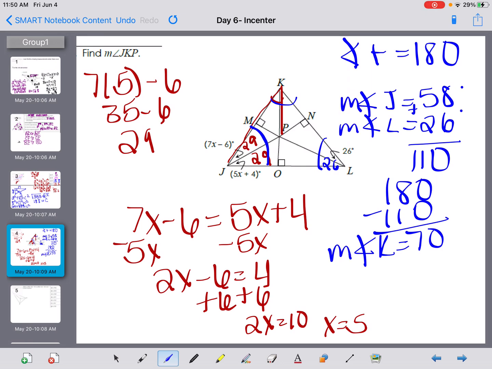Now, I only want part of angle K. So part of angle K is 35. I get that by dividing by 2. Okay. So the measure is 35, I mean.